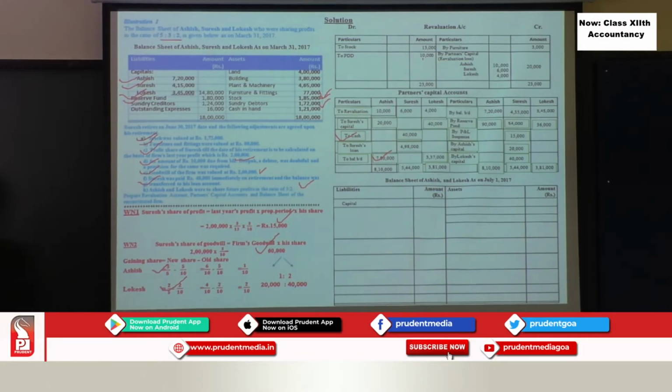We have found out actually the closing capital should be taken as the value of capitals, and these capitals are given here already. Closing capital 7,80,000 and 3,37,000 of Ashish and Lokesh, and the total of that will be recorded on the liability side of the balance sheet in the outer column.